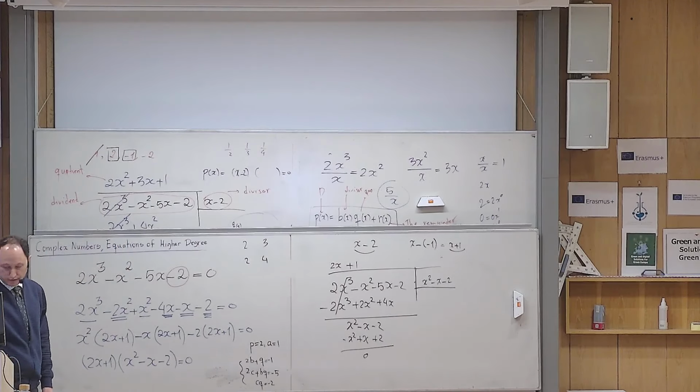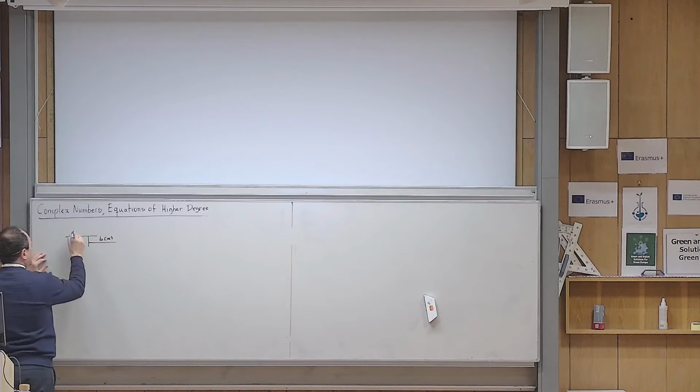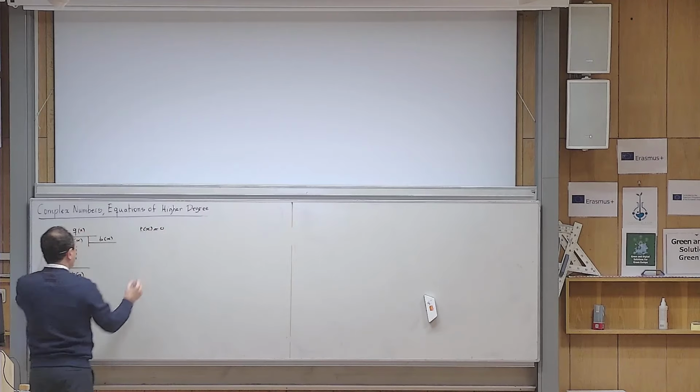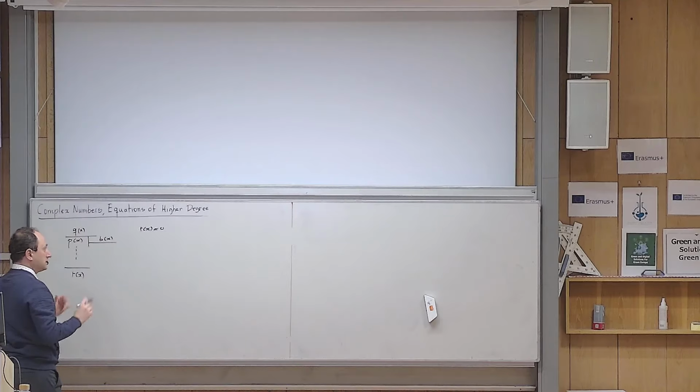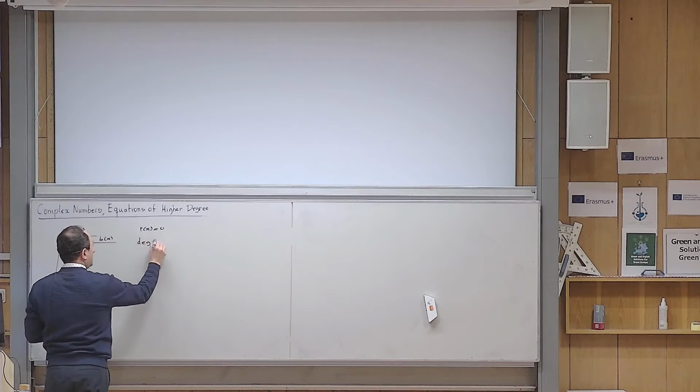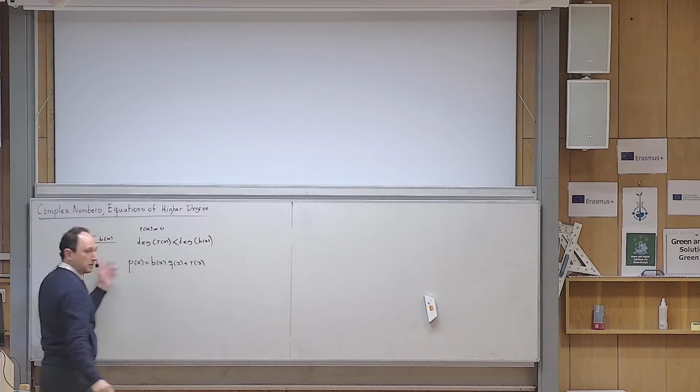Okay, now let me just write what we did. So for example, let us say that I have a p of x. I divide it by b of x, for example. Then I get a quotient up there. I continue. I get a remainder in general, r of x. Either r of x is 0, so I continue this process until r of x is identically 0, or the degree of r of x is strictly less than the degree of b of x. And then p of x, the original polynomial, can be written as b of x multiplied by q of x plus r of x. This is something that you should have in mind, okay?